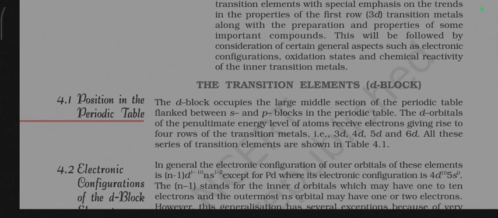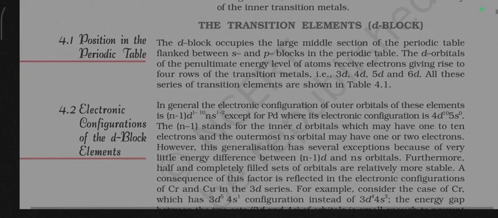The transition elements, d block. Position in the periodic table. The d block occupies the large middle section of the periodic table, flanked between s and p blocks. The d orbitals of the penultimate energy levels of atoms receive electrons, giving rise to four rows of the transition metals, for example 3d, 4d, 5d and 6d. All these series of transition elements are shown in Table 4.1.